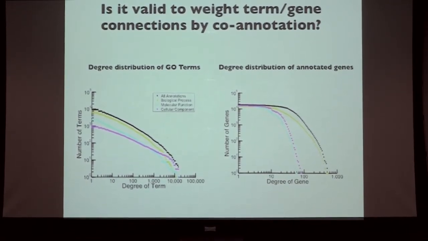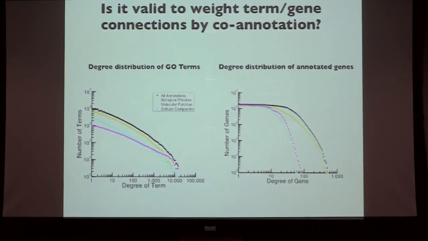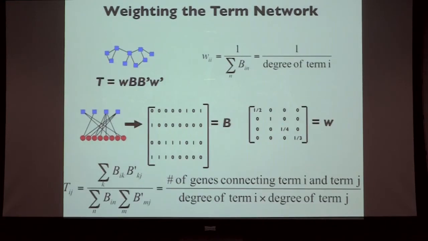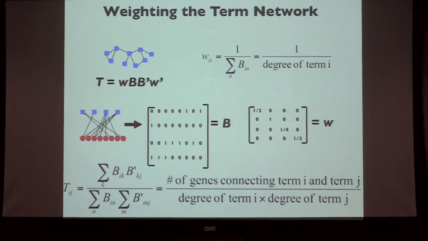Now, if we look at the degree distribution of annotated genes, the cumulative degree distribution, we see something a little bit different: this is much less heavy-tailed. So we have terms that have 10,000 annotations, but the degree distribution for genes is far more truncated. Yes, there are genes that have large numbers of annotations, but the skew is not as strong as in the term network. And that's something that, when we played around with the weighting, came to be quite important. So the weighting of the term network.